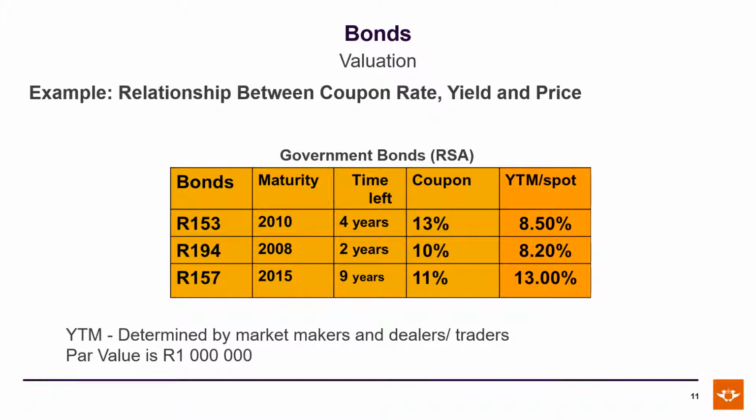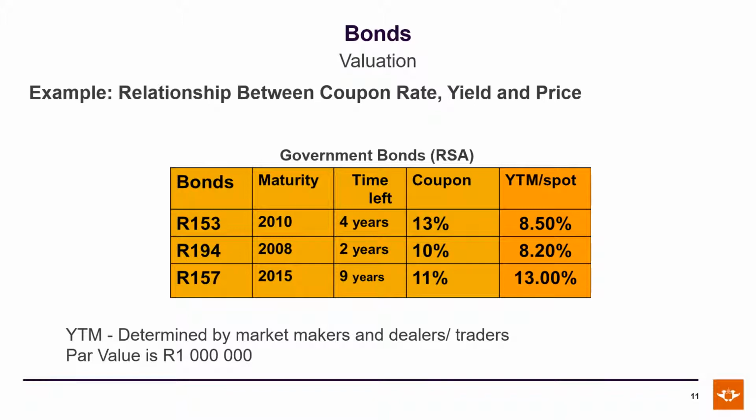We're going to start looking now at the price yield curve, which is a graph that gives you an indication of the relationship between the price of a bond and its yield to maturity. This is an inverse relationship, so as yield increases, price decreases, and as yield decreases, price increases.